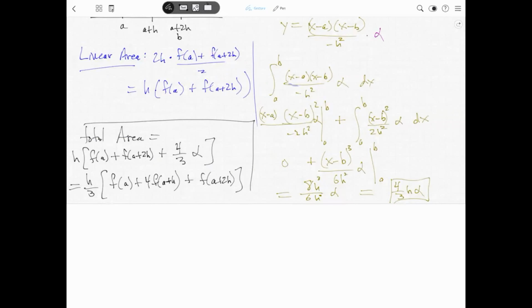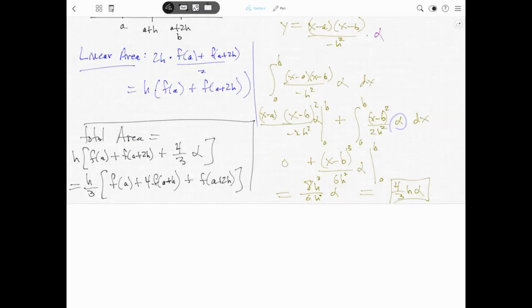Now, the other factor here that I didn't integrate was x minus a. Its derivative is 1. So I have to subtract off x minus b squared over minus 2h squared. The minus signs cancel. I just canceled them here, so I just wrote it as positive 2h squared in the denominator. And now this is really just a second power. If you want, you can think of it as a substitution, u equals x minus b, but the integral is simply x minus b cubed over 6h squared times the constant alpha.